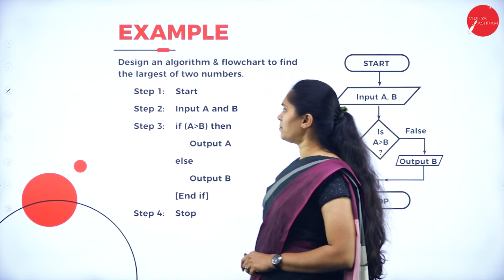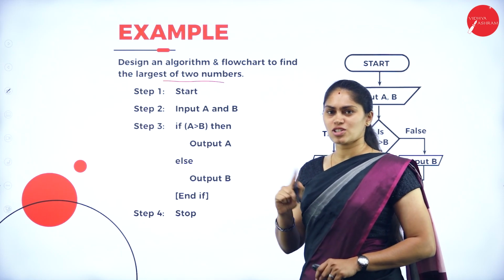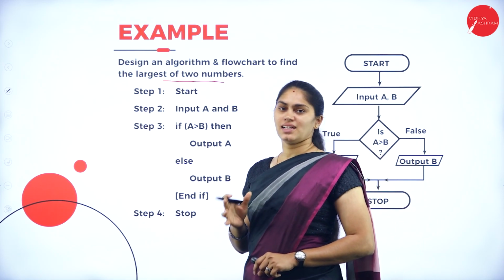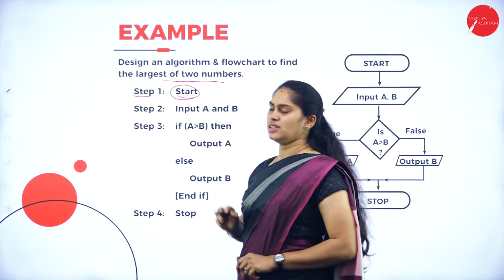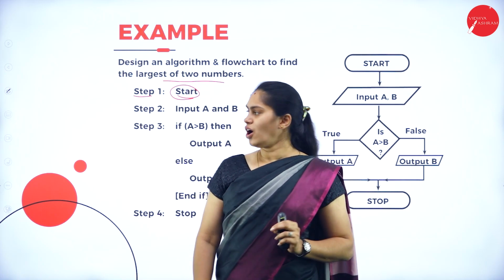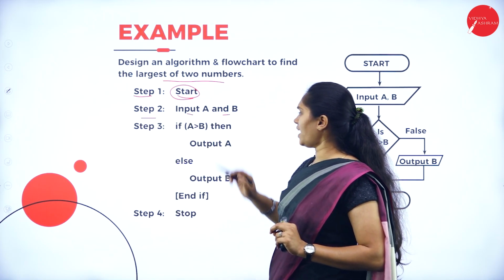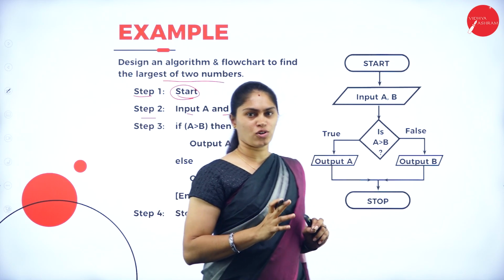We'll see one more example, that is to find the largest of two numbers. I have two numbers called a and b. Amongst them, we are finding which is the largest. In the first step, what is it? Start. Here also you can see we have a terminal called start. After that, step 2, input a and b. We have to take two values a and b in order to find the largest of two numbers.